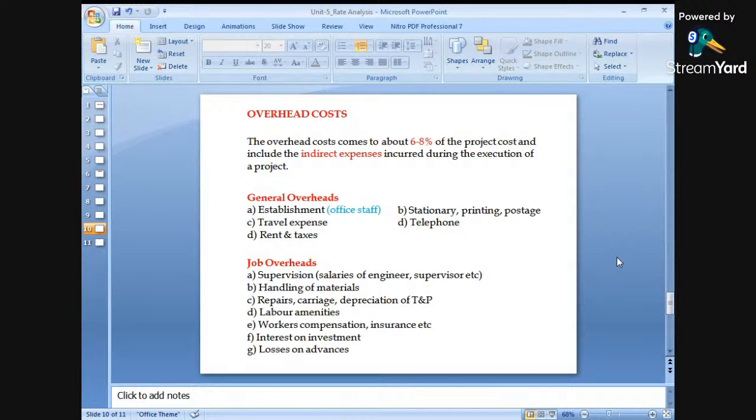Again, what will be in the job overheads? What are the different things included in the job overheads? Number one is the supervision charges, salaries of engineers or the supervisors to be considered. And that is, in the job overheads, supervision charges will be required.